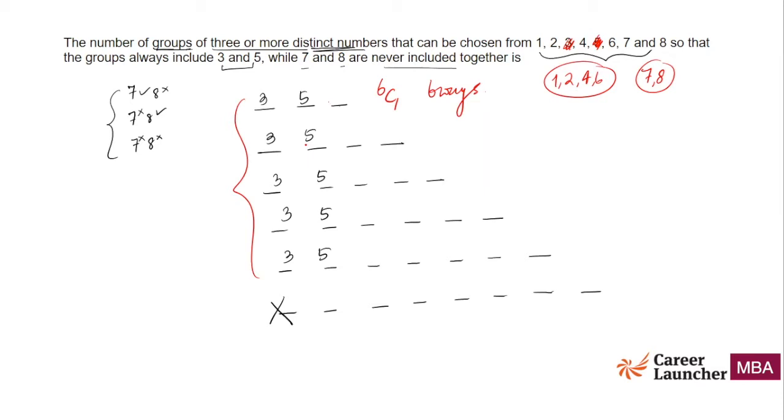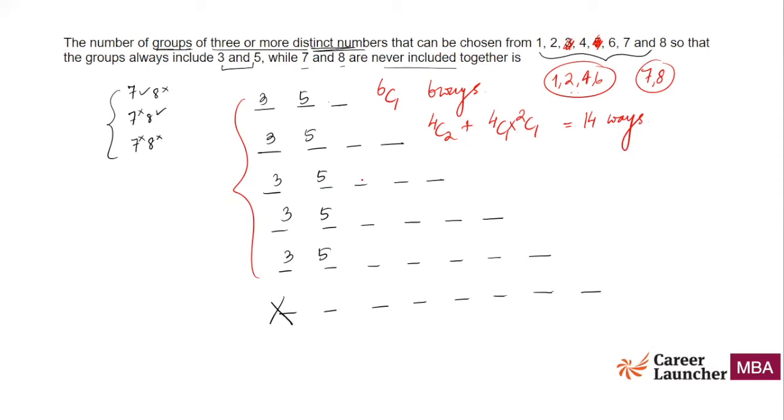When we have 3 and 5, there are two possibilities. Either two numbers are from this group, 1, 2, 4, 6, and there is no 7 and 8. Or you can have one number from 1, 2, 4, 6 and one of the two numbers from 7 and 8. 4C2 is 6 and this is 8. So 6 plus 8 will give you 14 ways.